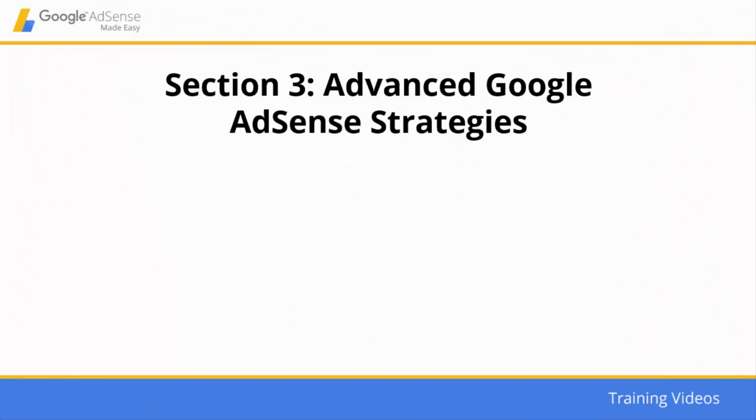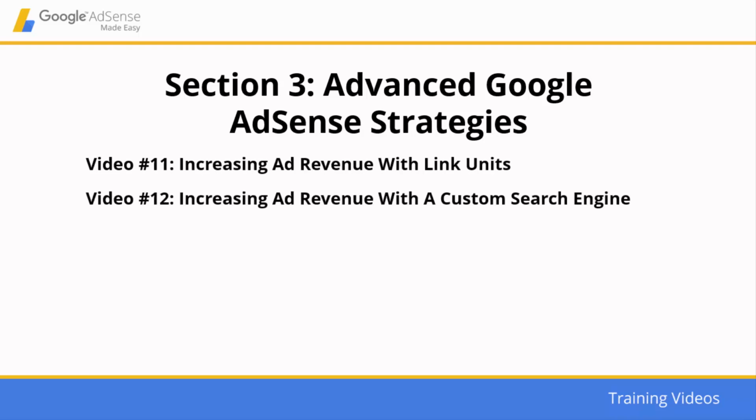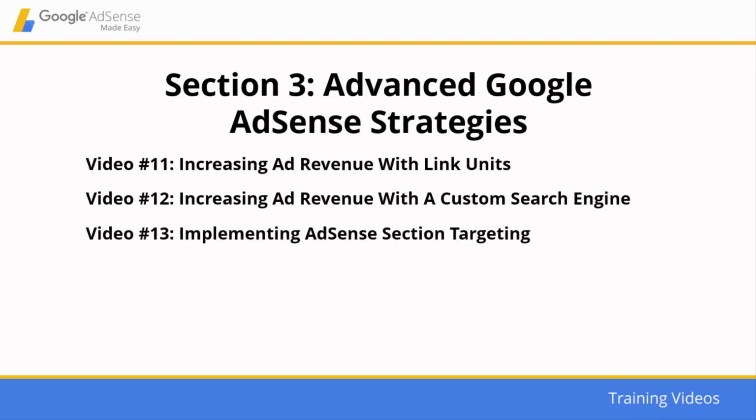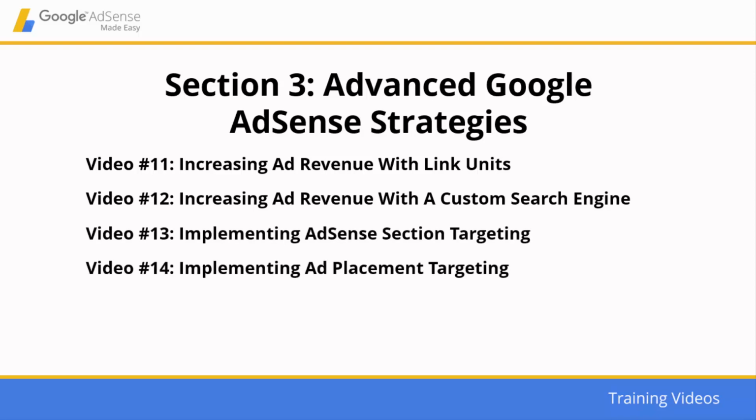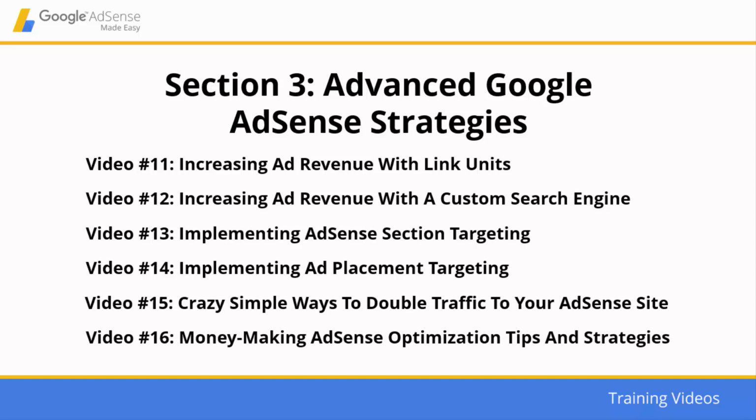Section 3. Advanced Google AdSense Strategies. In videos 11 through 16, we'll talk about increasing ad revenue with link units, increasing ad revenue with a custom search engine, implementing AdSense section targeting, implementing ad placement targeting, crazy simple ways to double traffic to your AdSense site, and money-making AdSense optimization tips and strategies.